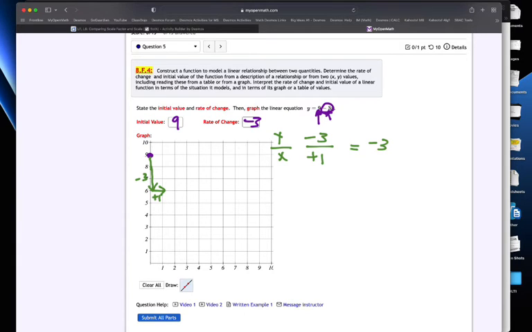And so that would be where our next point would be right there. And then we could use the line tool to draw a line through there like that. So that would be graphing a linear equation where we would state the initial value and the rate of change.